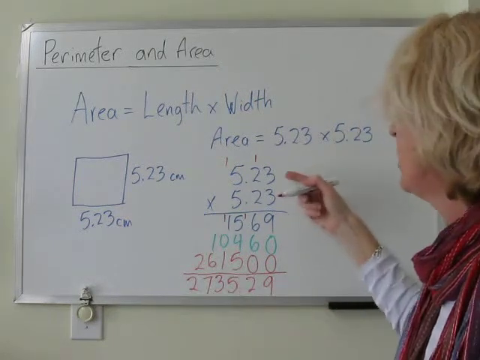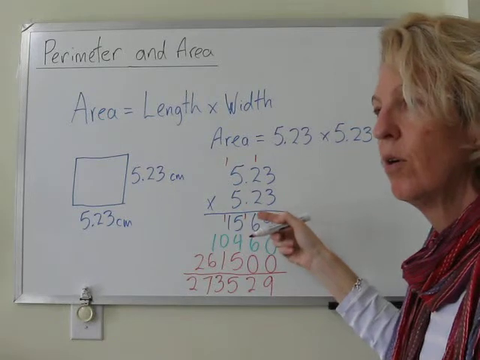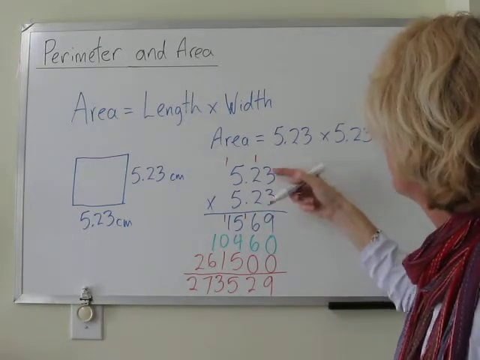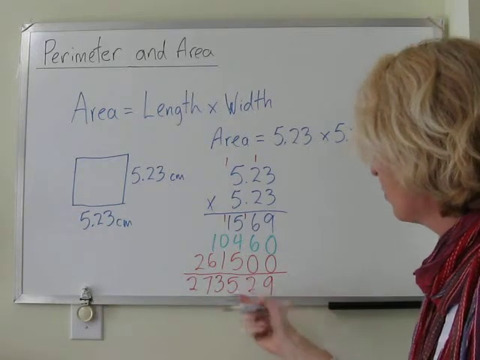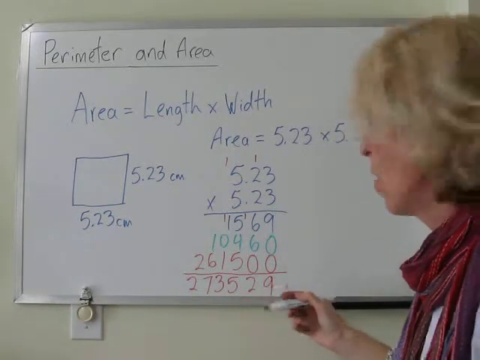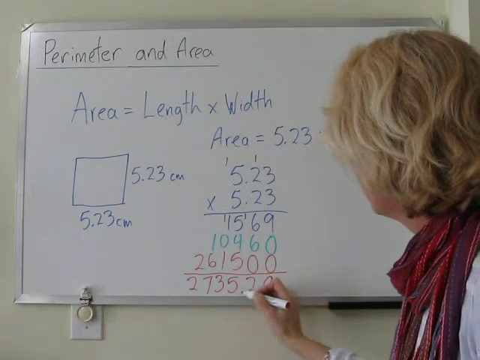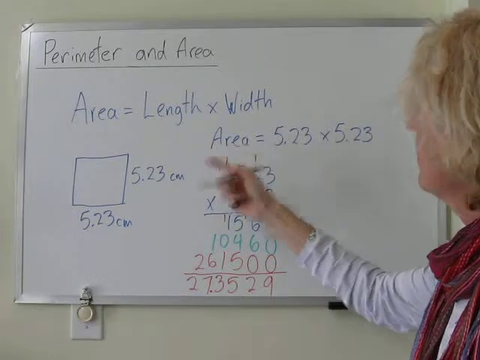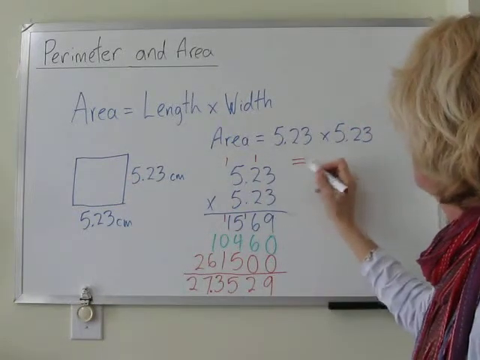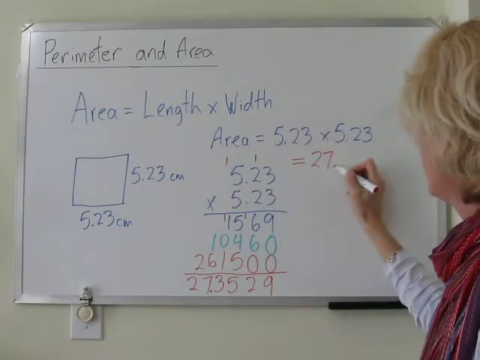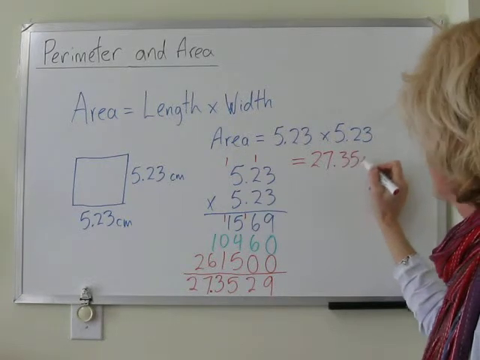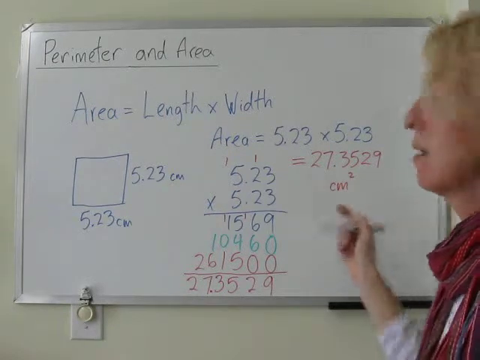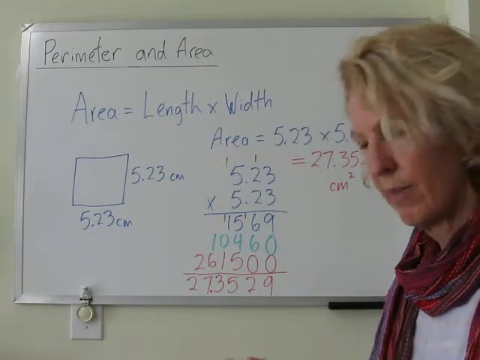No. How many decimal positions do we have here? 2. 2 and 2. There's a decimal. 4. Yeah. So how many positions do we move in for? Okay, so count. We go 1, 2, 3, 4, and our decimal goes right there. So the area of this square is equal to 27.3529 centimeters squared. And that's how we write the centimeters squared.